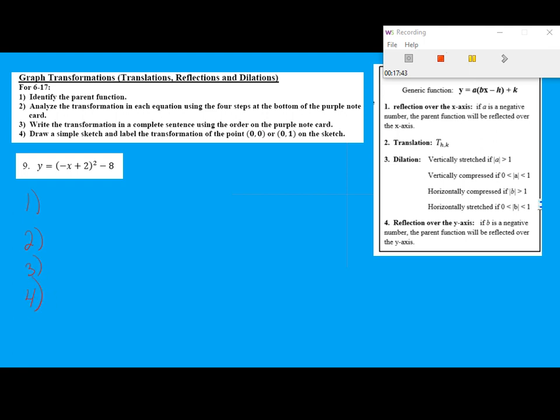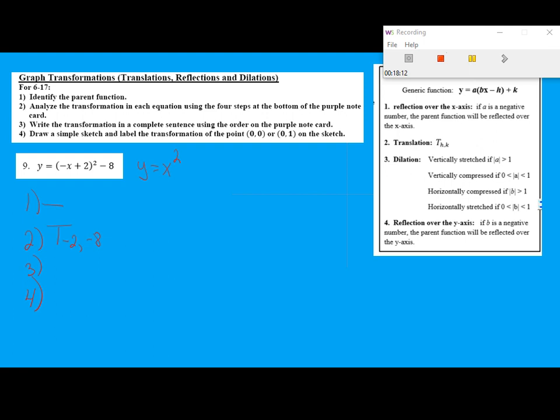And let's just go down the checklist. Has it been reflected over the x-axis? The answer in this case will be no, because there's no negative out here. While I'm here, the parent function is going to be y equals x squared. Has there been any translations? Yep. This is going to move it 2 units to the left and 8 units down.